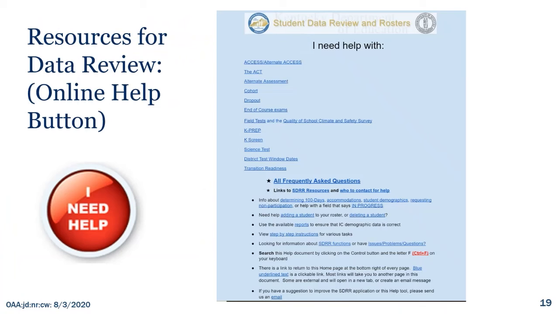Now, the next screen is going to talk about the I need help button. Like I said, that big red I need help button is on every screen when you log into SDRR. It'll be up in the top right corner on every screen, and you can click on that to get information about our assessments. You can also get information about how to do the 100-day and any frequently asked questions.